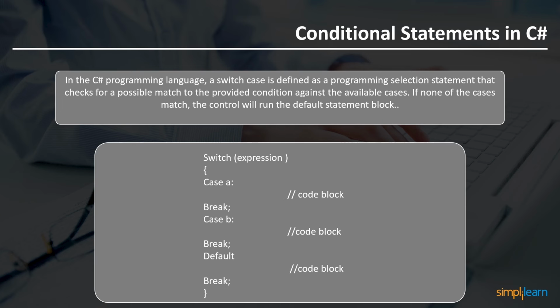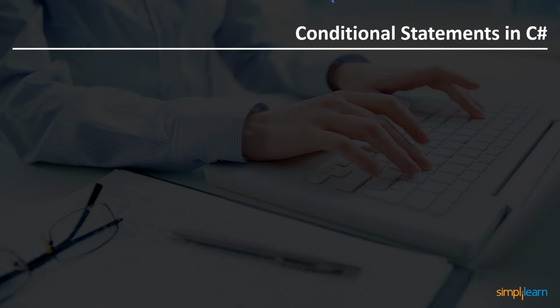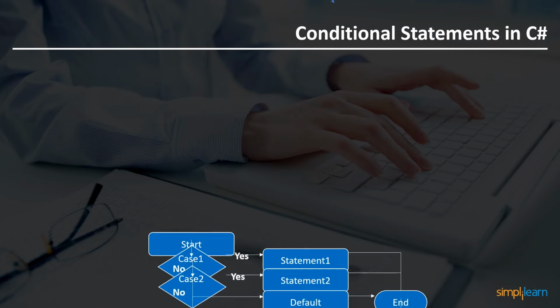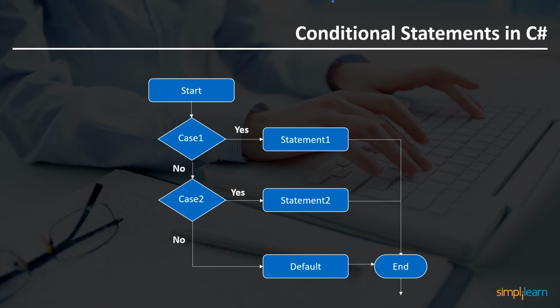First, we have an expression after the switch keyword. Then we have the following cases. If case A matches the expression, the code will be executed. If case B matches the expression, case B's code will be executed, and so on. If none of the cases match the expression, then the default block code will be executed. Here is a flow diagram of the switch conditional statement that shows how it works in detail.